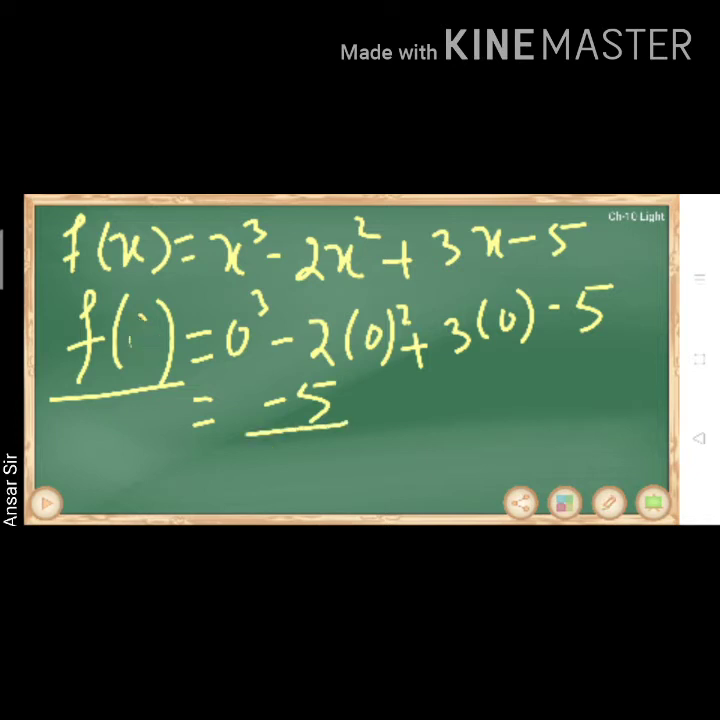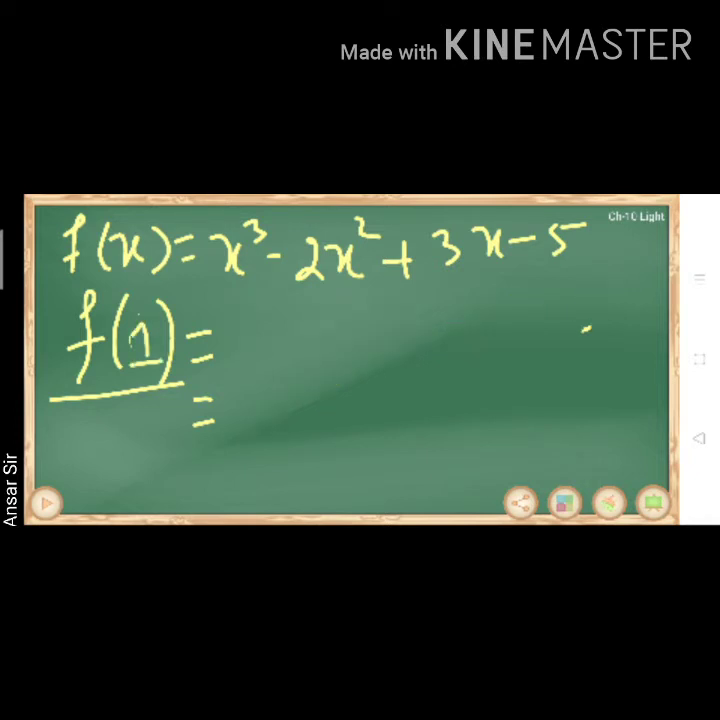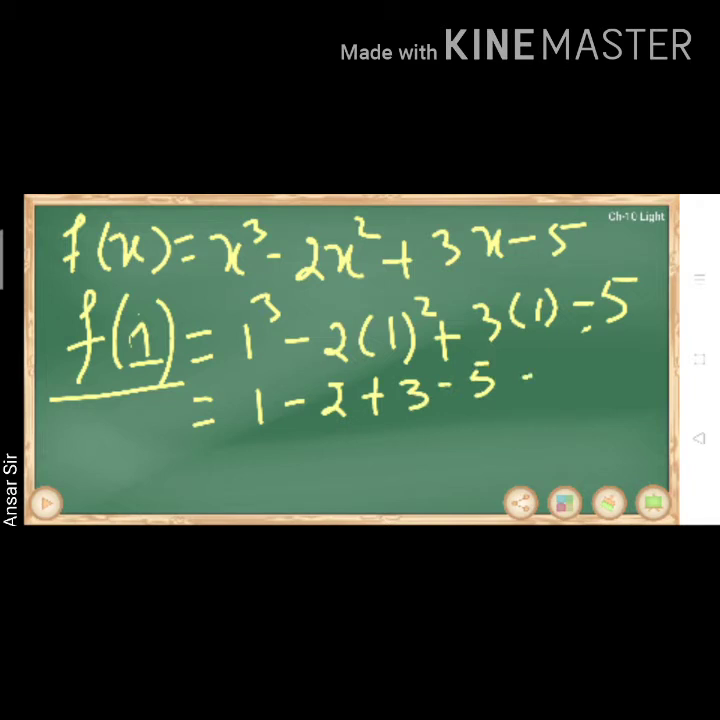Similarly, find the value of f of 1. f of 1 means 1 cube minus 2 into 1 square plus 3 into 1 minus 5. If we solve this, it becomes 1 minus 2 plus 3 minus 5, which equals minus 3. So the value of f of 1 is minus 3.